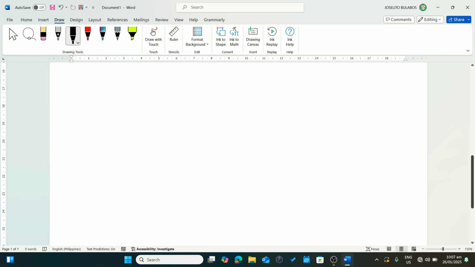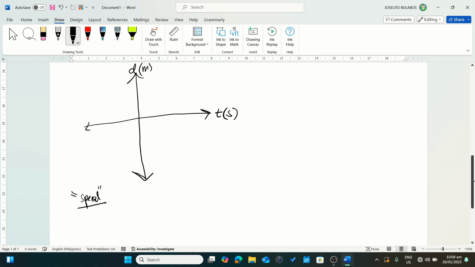Previously, in my past videos about speed, we tried to graph the speed in a Gaussian plane. So this is our time in seconds, and this is our d in meters. This is how we graph the value of our speed. So the speed here is nothing but a slope. Let's say we have here some points. This is point 1, and then we have here a point 2.